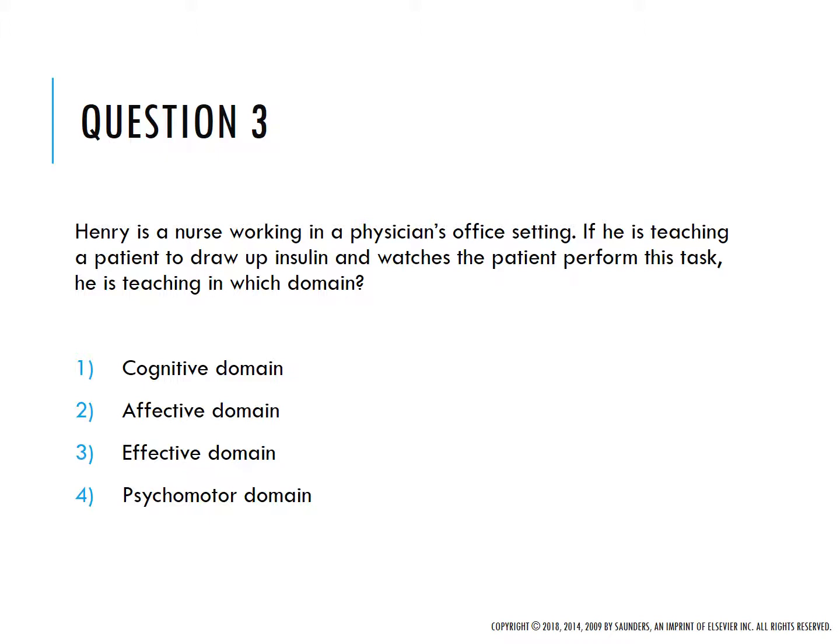Psychomotor domain. The learner processes information by actually performing the task. In the cognitive domain, the learner takes in and processes information by listening to or reading the material. In affective, with an A, the material is presented in a way that appeals to the learner's beliefs. And there is no effective domain.